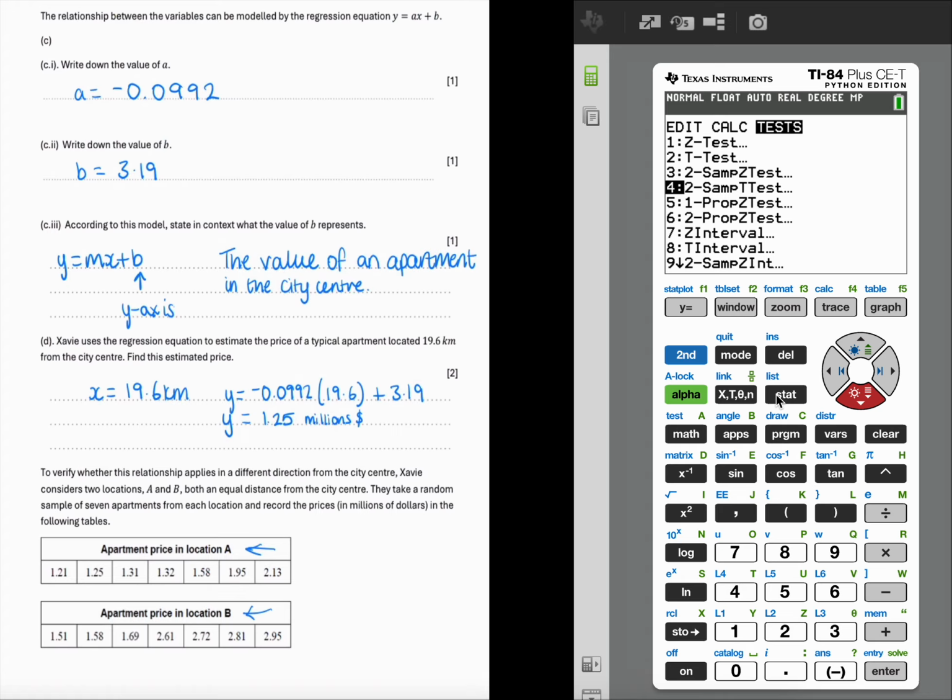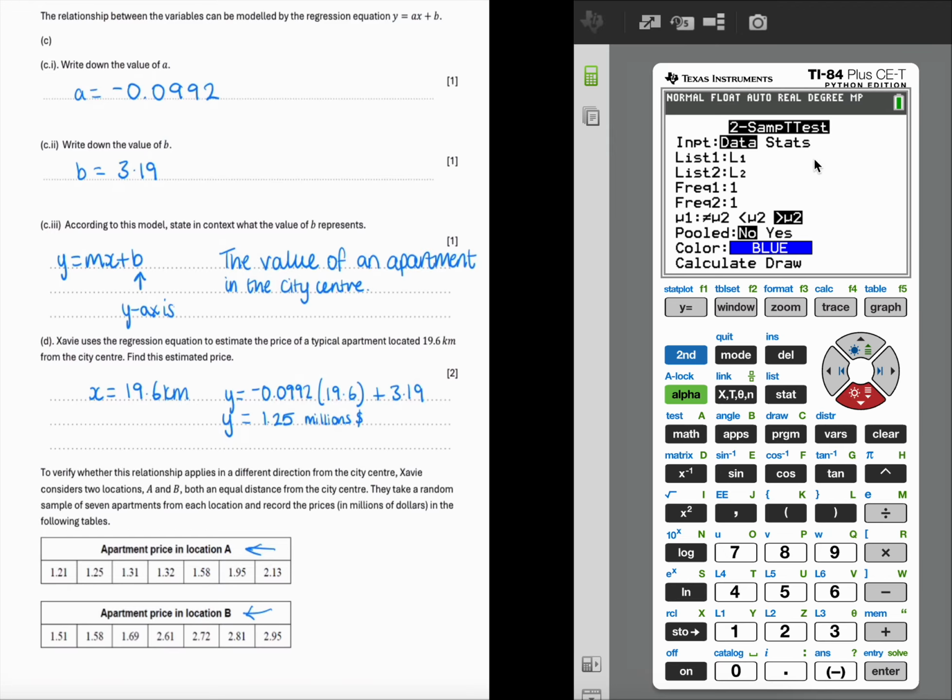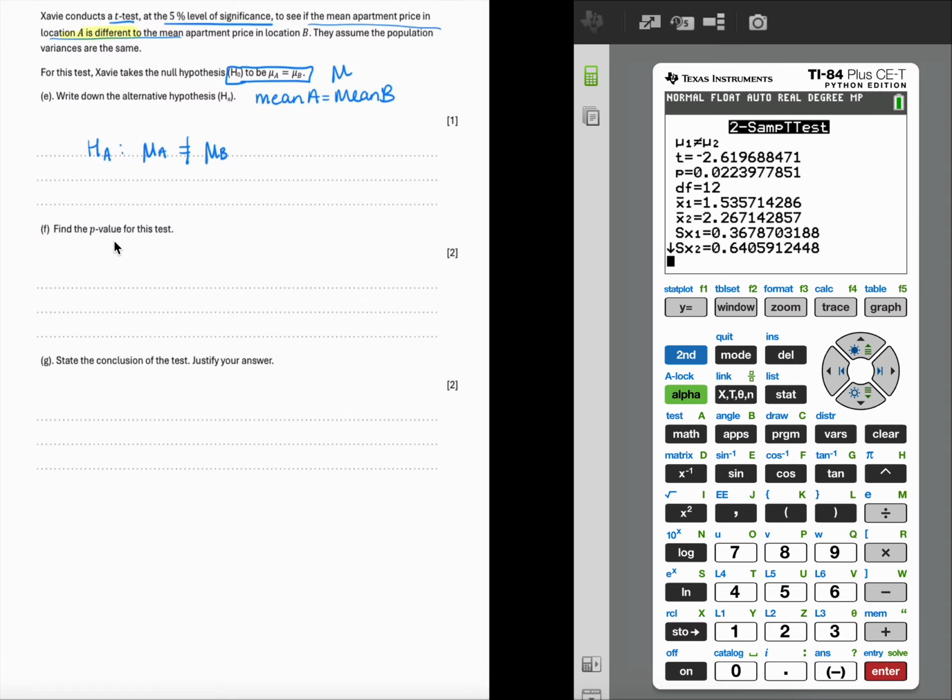There we go. So with this data, we're going to go into statistics and tests, and we want a 2-sample t-test. Do not make the mistake of clicking the t-test because it will go wrong. So 2-sample t-test. We have the first sample in list 1, the second in list 2, and we want the alternate hypothesis to be not equal, so I'm just changing this. Make sure that your calculator is on pooled yes. It always has to be on pooled yes. And then we are going to calculate. And you can see here that the p-value that we were asked for is 0.022. So the p-value is 0.0224 to 3 significant figures.